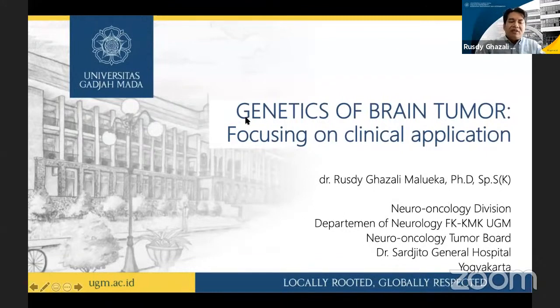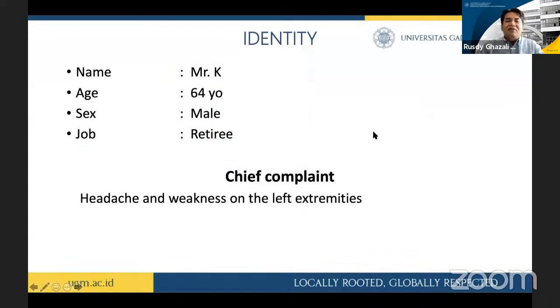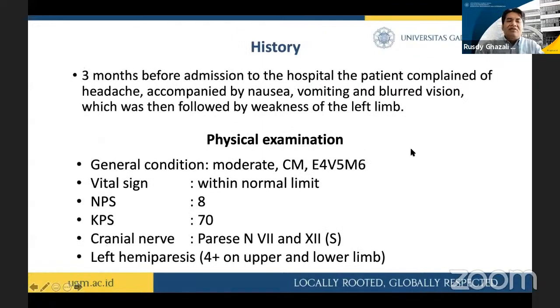So I will start with a case from our own hospital, Sardjito Hospital. A 64-year-old male came with a complaint of headache and weakness of the left limb. The history shows that since 3 months before admission, the patient complained of headache accompanied by nausea, vomiting, and blurred vision, which was then followed by weakness of the left limb. Physical examination shows cranial nerve 7 and 12 palsy, with slight hemiparesis of the upper and lower left limb. Other than that, the examination was quite normal.